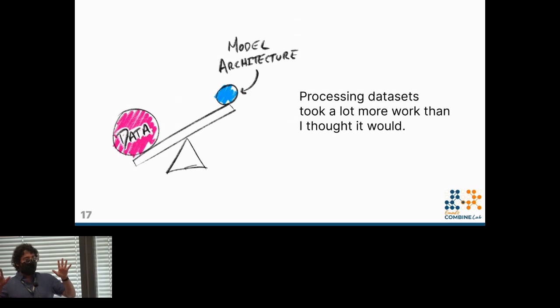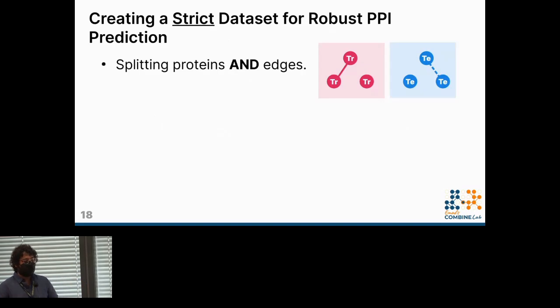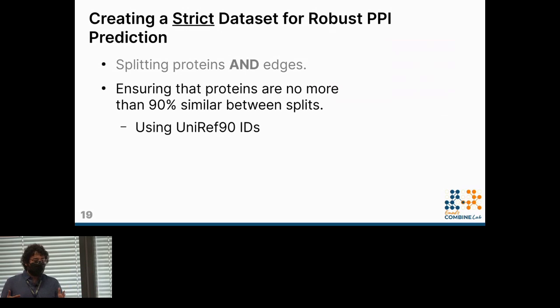I do want to talk a bit about the data, because I never thought that I'd spend so much time yak shaving on data processing. It took so much work. Part of that was splitting the proteins and edges the way that I described. Part of it was making sure that protein sequences between training and testing proteins weren't too similar. They weren't more than 90% similar between training and testing, so that there's no accident where we call them two different proteins, but really they're not different. And we did that using UniRef90.